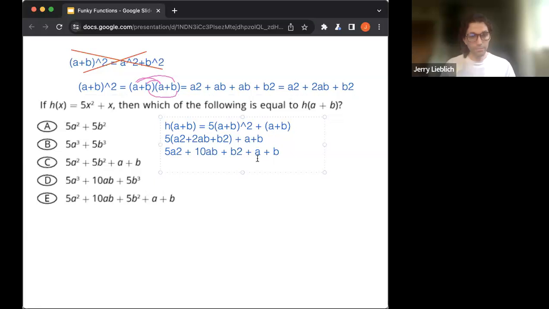And then that's all she wrote. Can't combine anything more. And we look down here, and that, thankfully, is exactly as we have it in choice E.